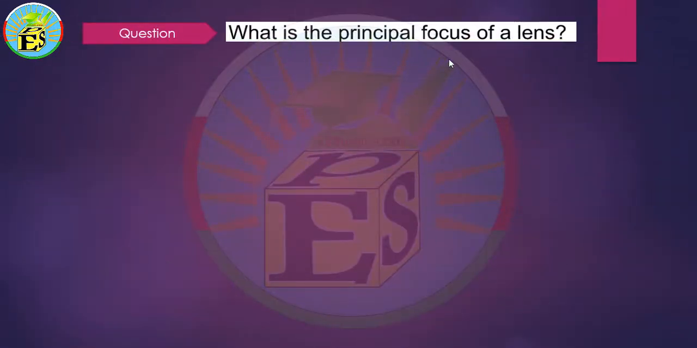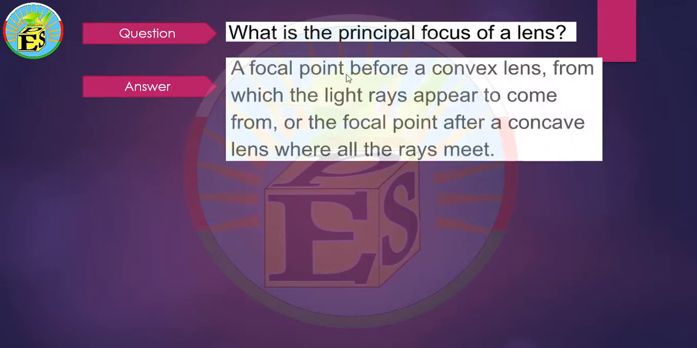What is the principal focus of a lens? A focal point before a convex lens from which light rays appear to come, or the focal point after the concave lens where all the rays meet.